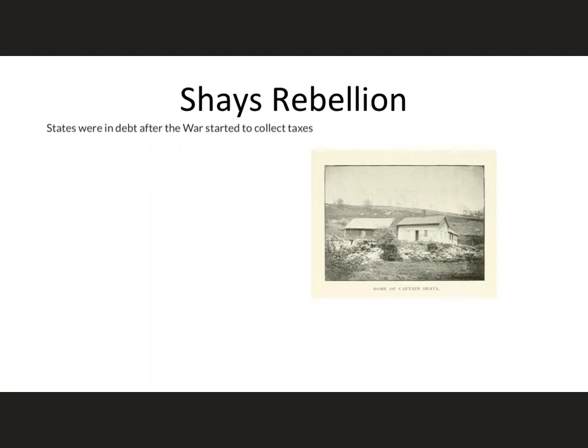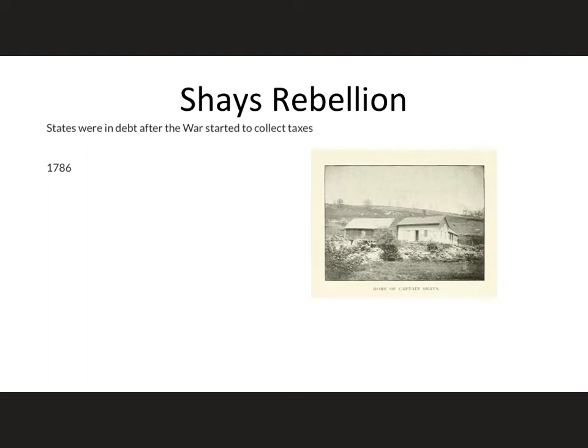So in addition to states collecting a lot of taxes, farmers were also in debt to British banks. So colony farmers owed money back to British banks, and British banks were requesting that money be sent to them not in cash currency from the colonies, but in silver or gold, which many colonists just did not have. And so states were in debt after the war, so they started to collect a lot of taxes.